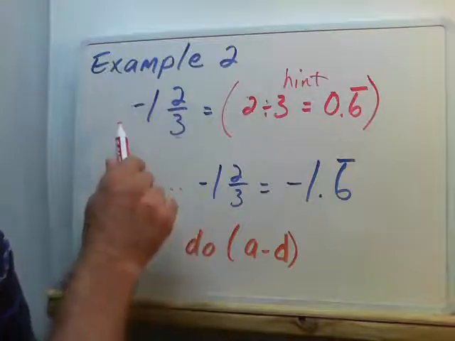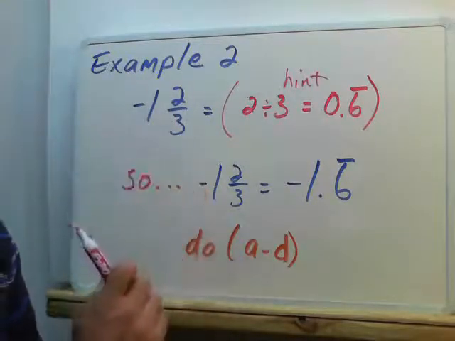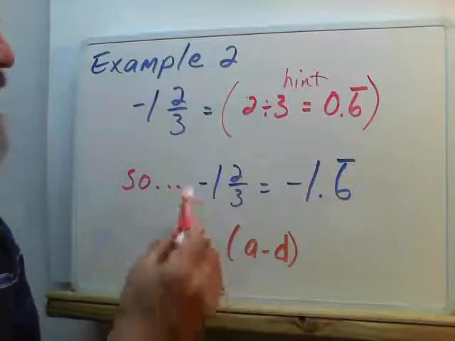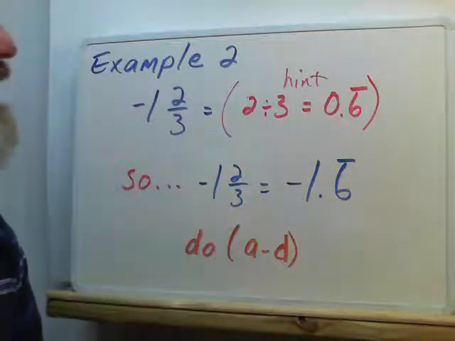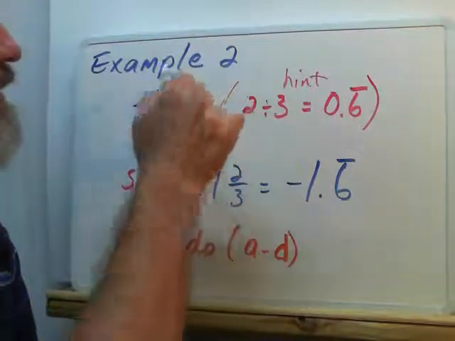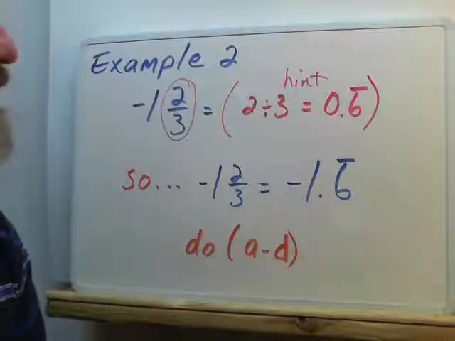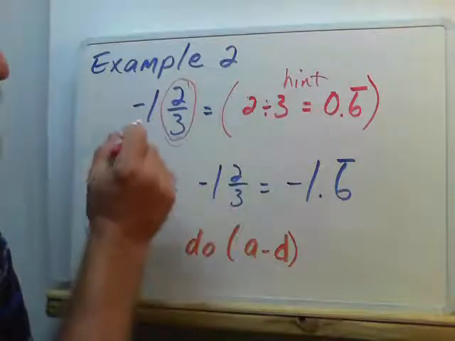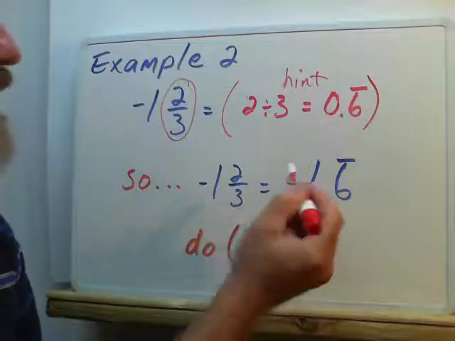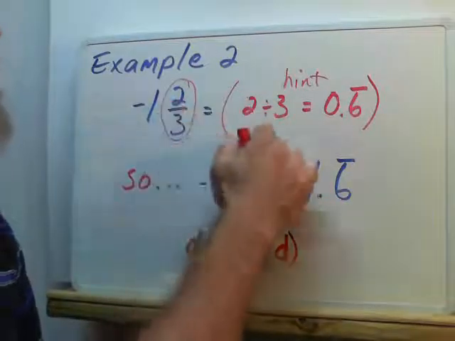Example number 2. We have negative 1 2/3, and we have to turn that into a decimal. The way I would do this is a little bit different than the way they did in the book. They turned this into an improper fraction. I wouldn't bother doing that. Really, all you need to turn it into a decimal is the fraction part, because negative 1 is real easy. It's negative 1 point. Now all we have to do is take the 2 divided by 3.